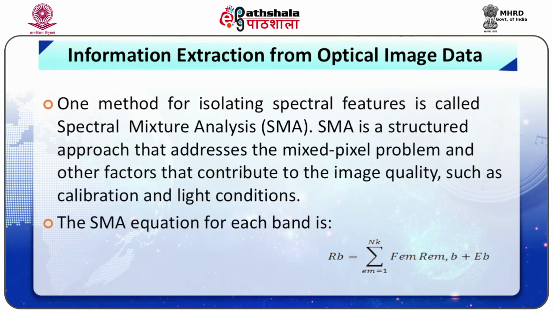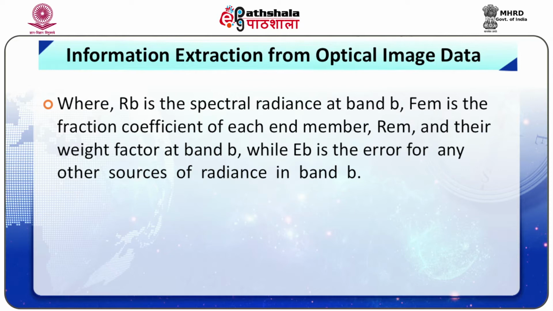One method for isolating a spectral feature is called spectral mixture analysis (SMA). The SMA is a structured approach that addresses the mixed pixel problem and other factors that contribute to image quality, such as calibration and light condition. The SMA equation for each band is given below, where R_B is the spectral radiance at band B, F_EM is the fraction coefficient of each end member, R_EM is the end member's weight factor at band B, while E_B is the error of any other sources of radiance in band B.